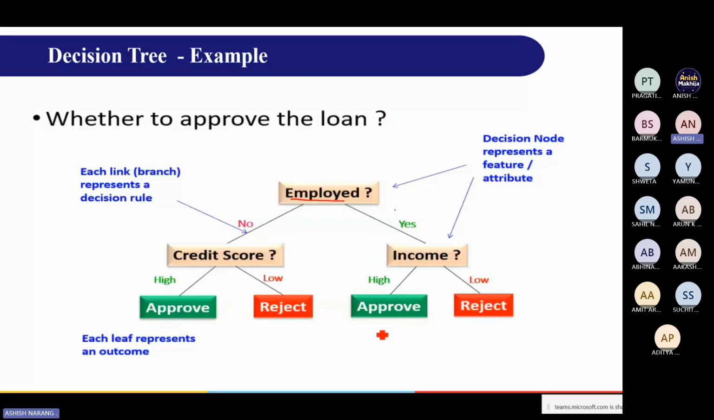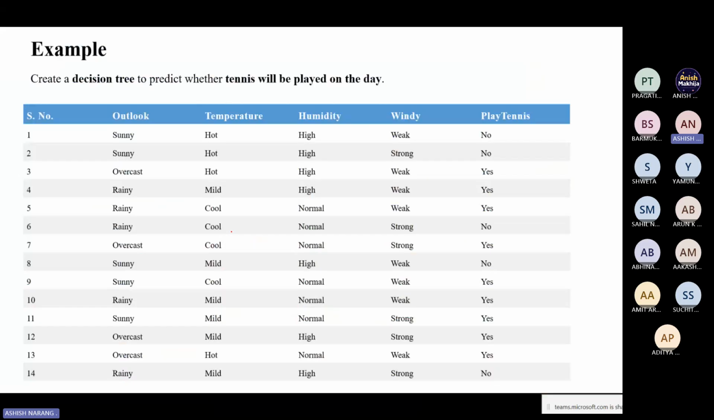If yes, what is the income? Income, if it is high, approve. Income, if it is low, reject. If it is not employed, check the credit score. If credit score is high, yes, approve, otherwise reject. So just a simple example to illustrate that, right?